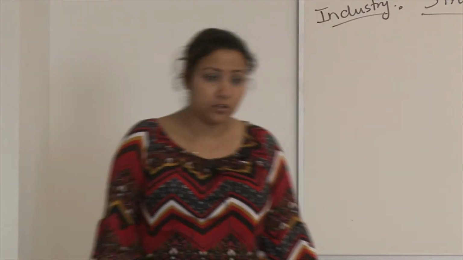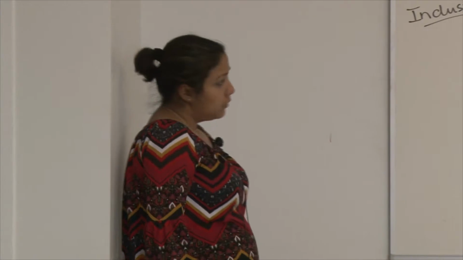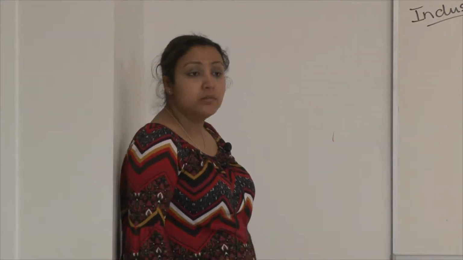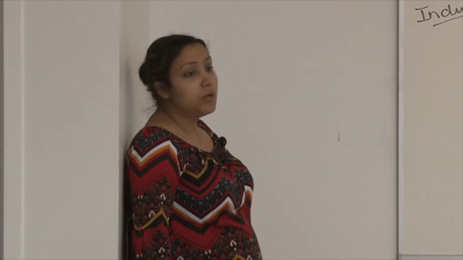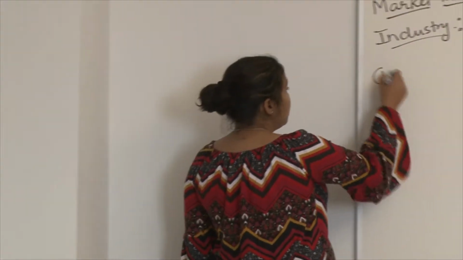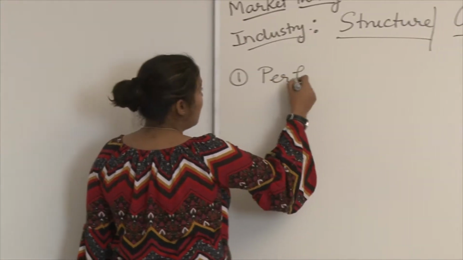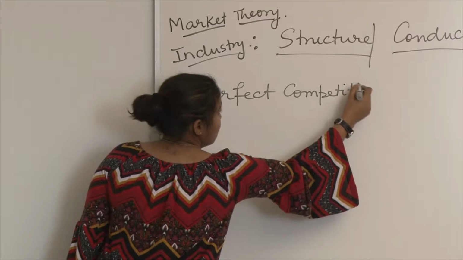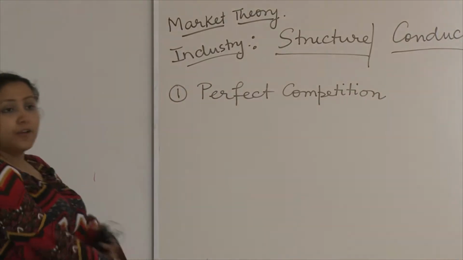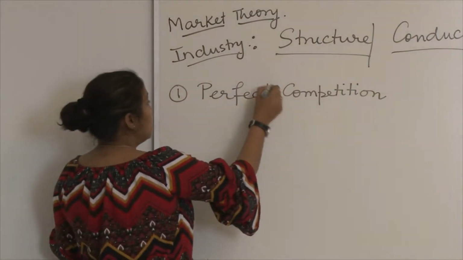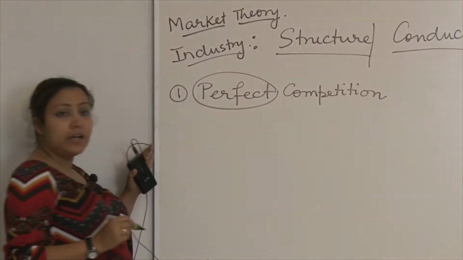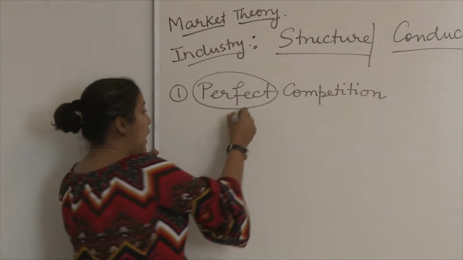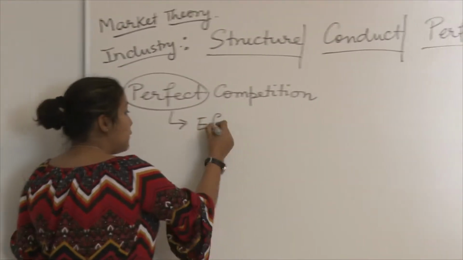Now, there are four types of markets that we study in economics. Here, four primary types of markets. There may be other markets also, but for this class, we are just going to cover three types of markets. The first market is called perfect competition. As the very name suggests, this is the most perfect kind of market. By perfect, I mean this is the most efficient market.